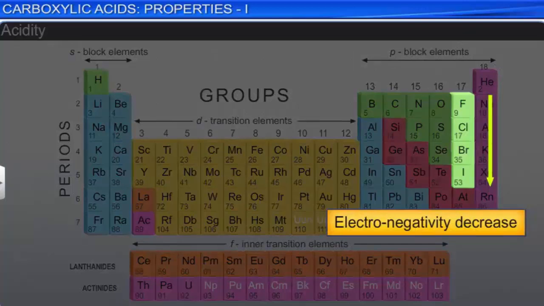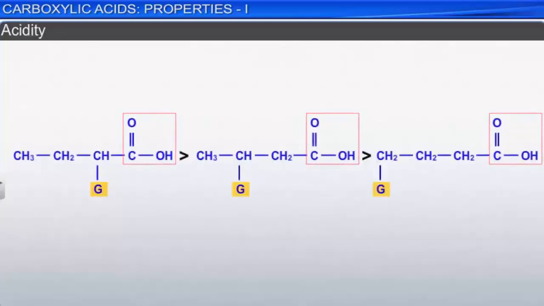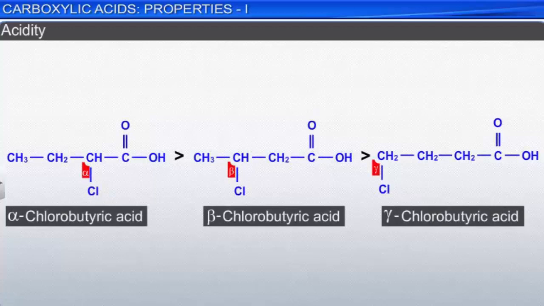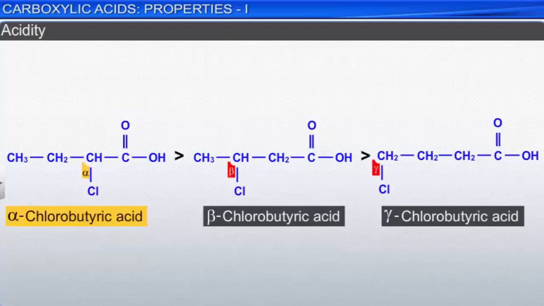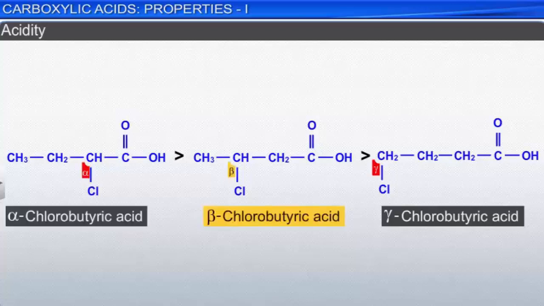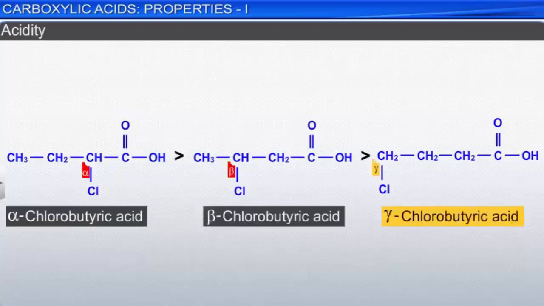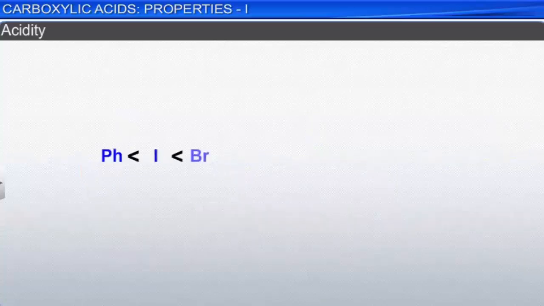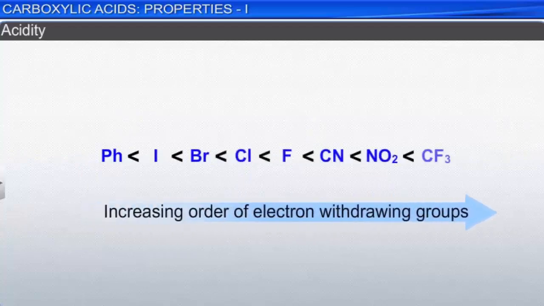The nearer the electron withdrawing group, the greater is the acidity of the carboxylic acid. For example, among the halosubstituted acids shown here, alpha-chlorobutyric acid, with the chlorine atom on the alpha carbon, is more acidic than beta, which in turn is more acidic than gamma-chlorobutyric acid. The increasing order of acidity of some of the electron withdrawing groups is as shown here.